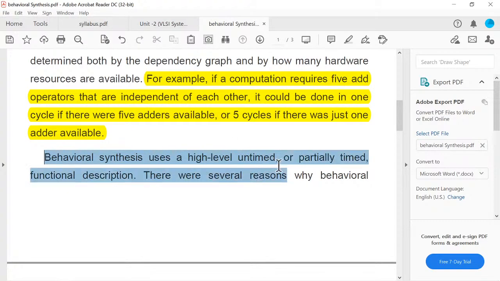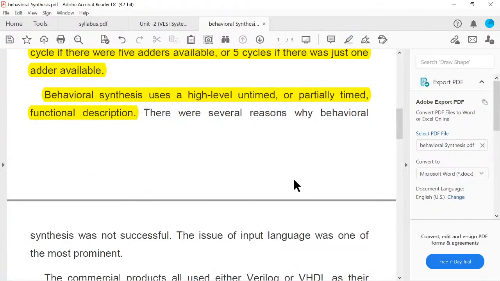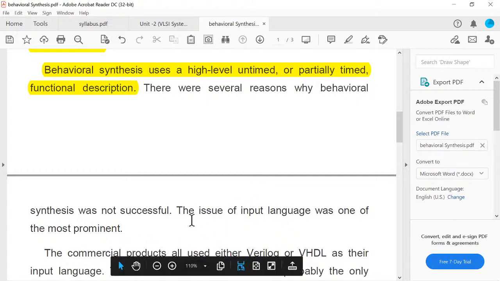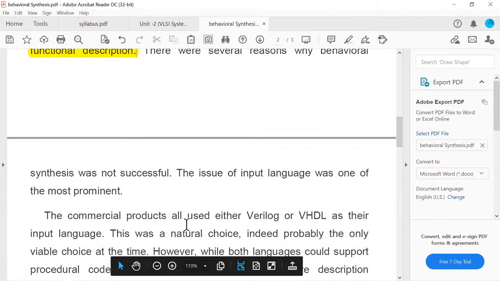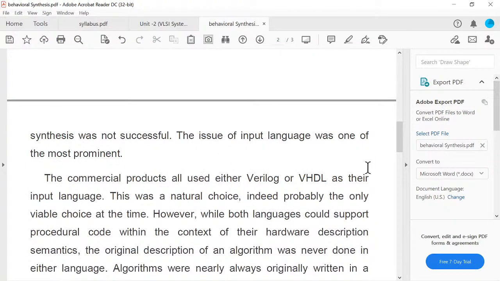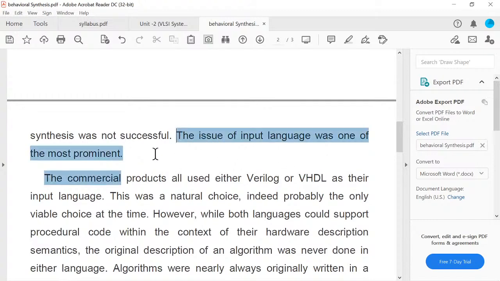behavioral synthesis uses a high level untimed, partially timed, or functional description. Okay, there were several reasons why behavioral synthesis was not successful. This type of synthesis process is not very successful. It only started in the 1990s, but later on no company used this type of synthesis. There are various reasons for it being unsuccessful. One of these is language dependency. This is shown here.